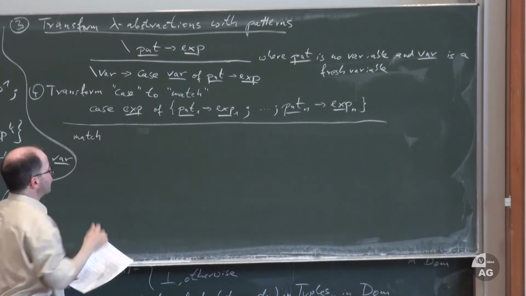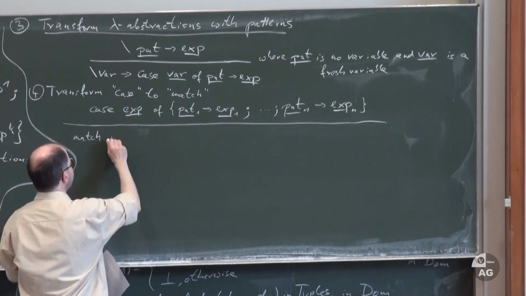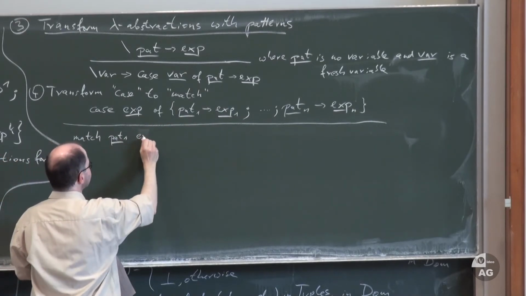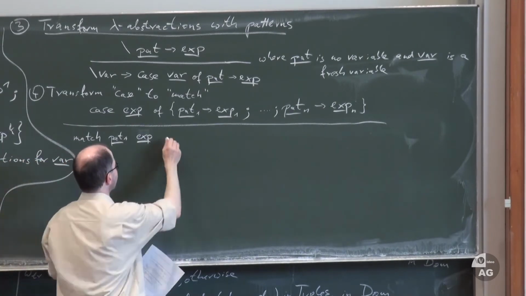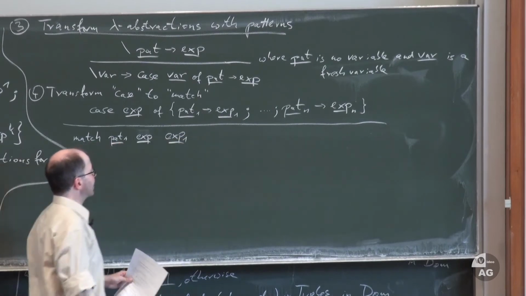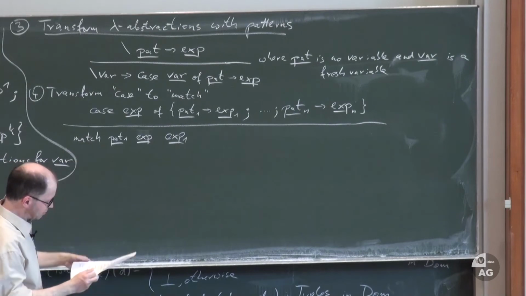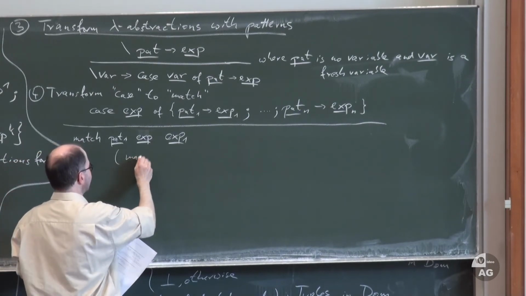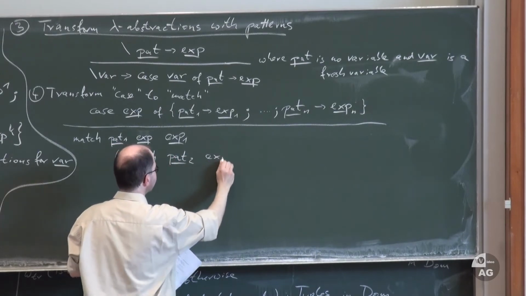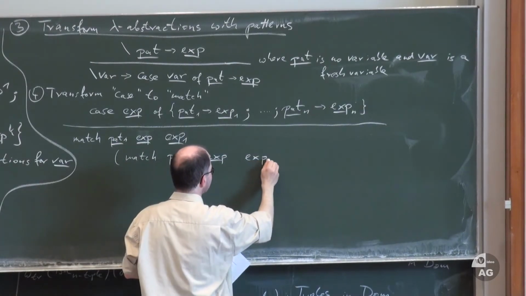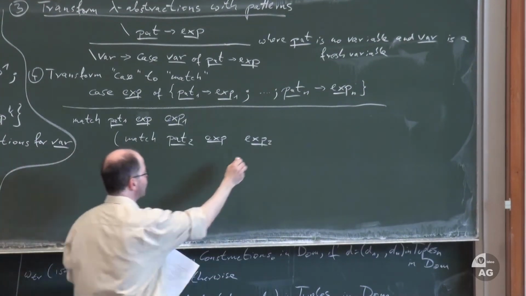So what do I have to do here? I first have to find out whether pattern 1 matches this expression. So I match pattern 1 against this expression exp. And if this works, then the result is exp1. And if this doesn't work, then I match pattern 2 against this expression. So the last argument of this match is this new match expression where I match the pattern 2 against exp. And if this works, the result is exp2. And if this doesn't work, then I match pattern 3 against this expression and so on.